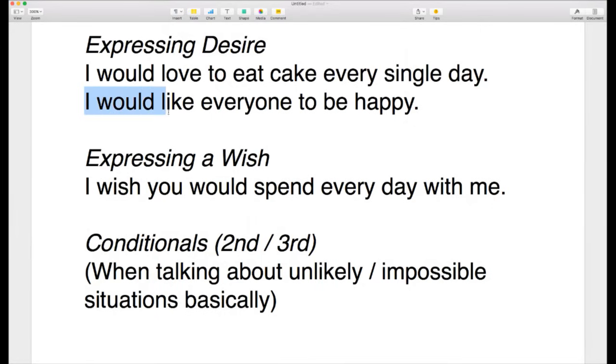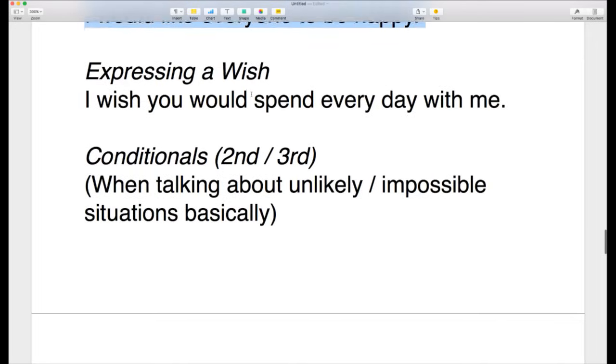If someone is going on holiday to somewhere like Bali, for example, and you're sitting there going, I'm stuck in rainy London. Oh, I would love to go to Bali. I would love to come with you. I would love it. You can also say, I would like everyone to be happy. This is something that I want. Okay? So that's easy peasy.